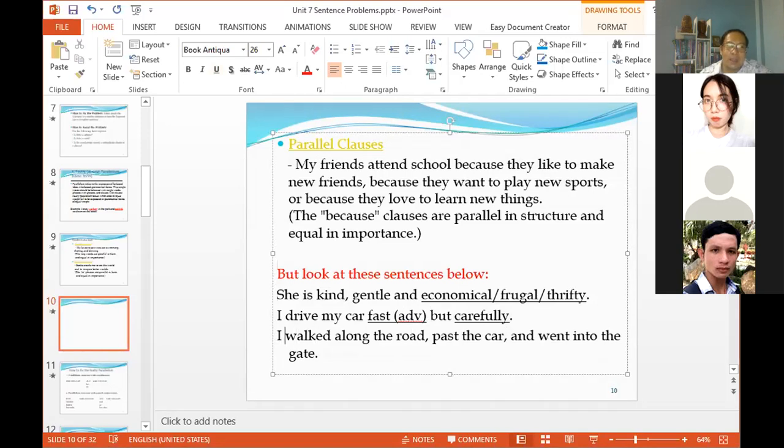I walk along the road, parked the car, and went to the gate. What is wrong here, buddy? I think walk along, right? And then went into. But this one is only a prepositional phrase, yes? No verb. I walk along the road. They did that one more verb.